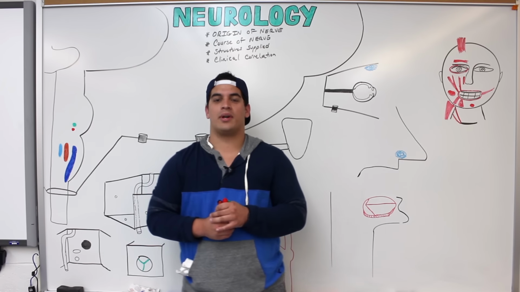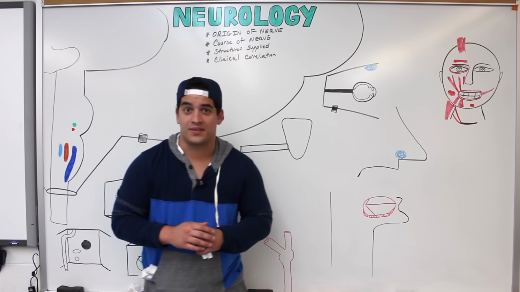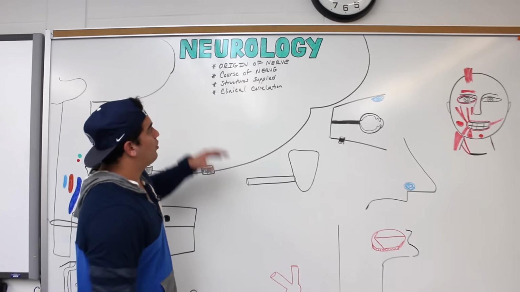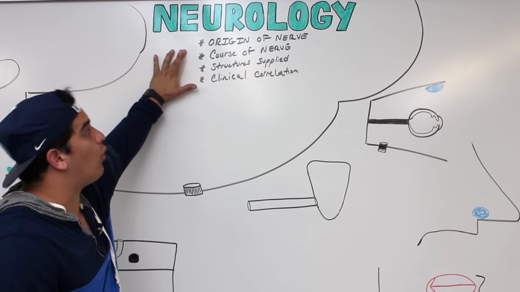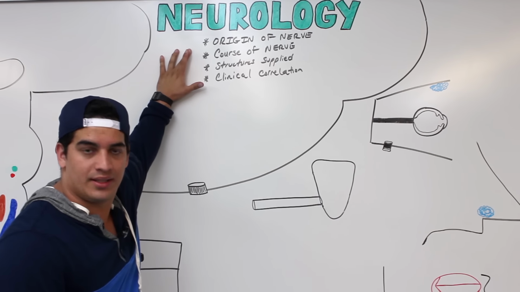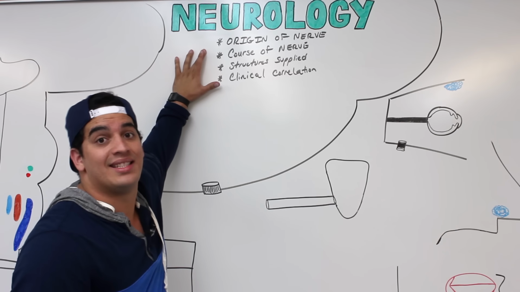All right, Ninja Nerds, in this video we're going to talk about the facial nerve, or cranial nerve 7. It's a very important nerve, so we're going to spend a decent amount of time on it. So what are we going to talk about in this video? We're going to talk about the origin of the nerve. Where does this nerve actually originate? Where in the brainstem? What are some of the nuclei that are nearby?